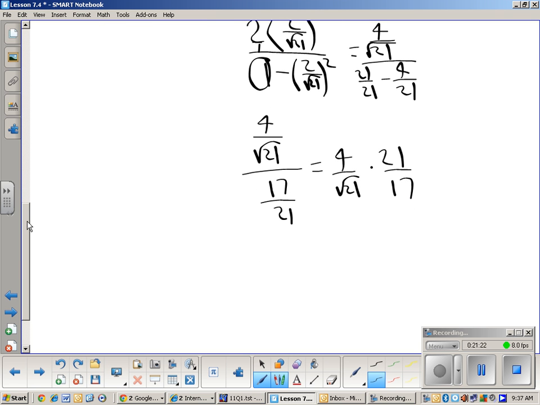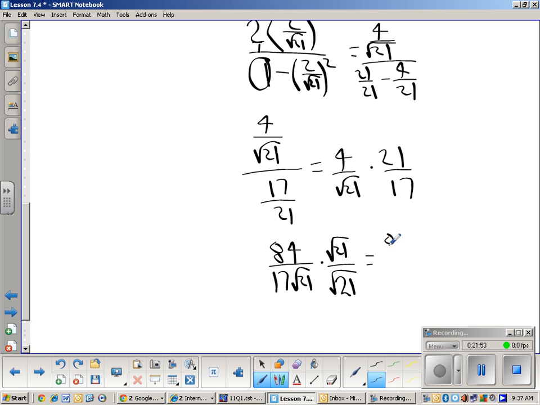So I get on top 84. In the bottom I get 17 square root of 21. And then we have to multiply by square root of 21 over square root of 21. Some people would multiply that bottom by 17 square root of 21. It's only the square root we want to get rid of, and because it's multiplying, that's all I have to multiply by. If it was adding or subtracting, I'd have to use the conjugate, but because it's multiplying, I can just multiply by square root of 21.